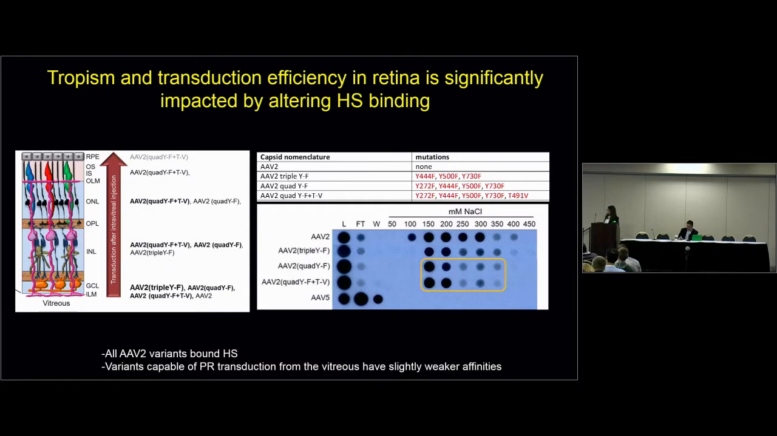So together with Mavis McKenna, we evaluated some of our variants. We had a series of variants that we knew were okay at getting into the retina and some that were very good at getting to the outer retina. And we probed their heparin binding affinity. And what we found was that the variants that were best at getting to the outer retina via the vitreous had slightly reduced heparin binding relative to their unmodified parent serotypes. So they definitely bound heparin. I don't want to convey the message that they don't need to bind heparin, but they bound it a little bit less tightly.